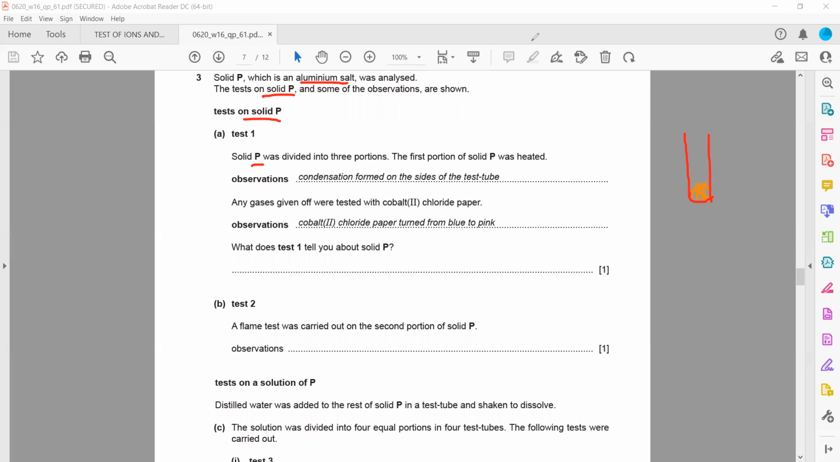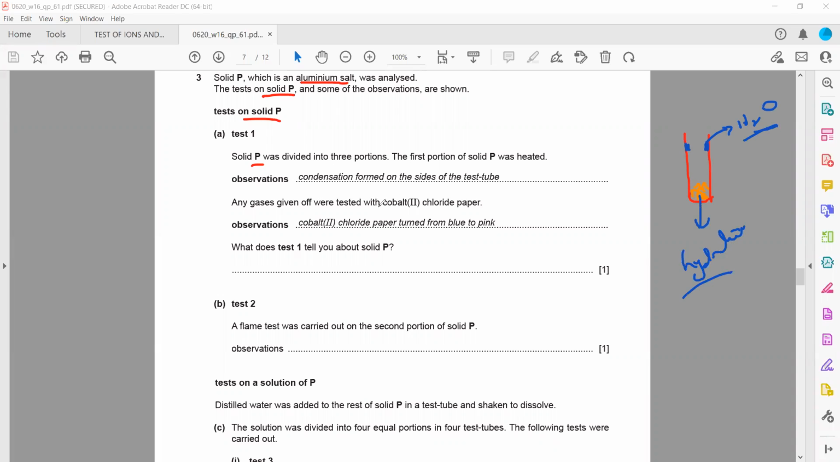So you have a salt, you are heating it, and as a result, you will observe water droplets near the mouth of the test tube. So what does this give an idea? It gives an idea that water molecules are released, or this is a hydrated salt. Like this salt contains water of crystallization.